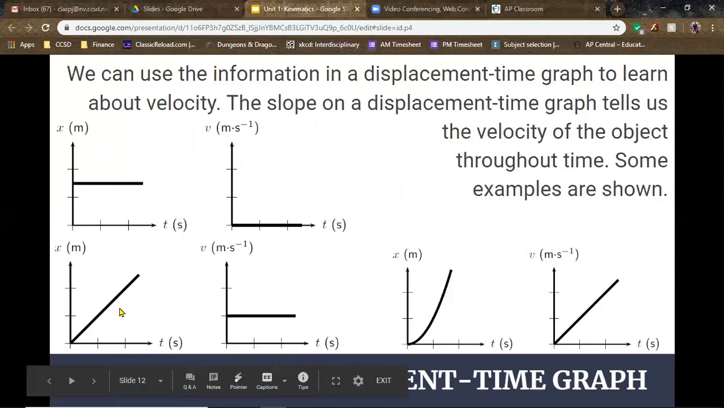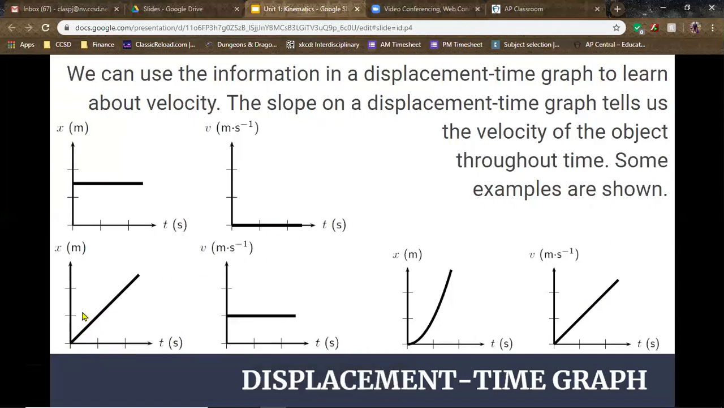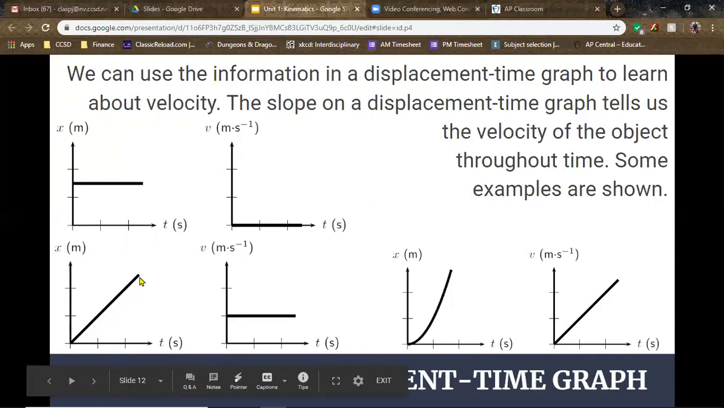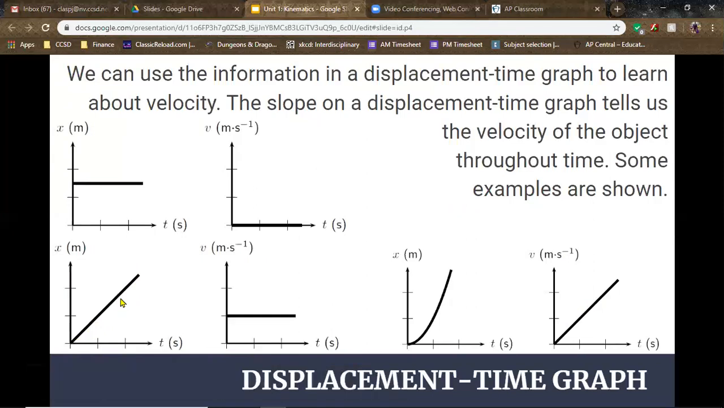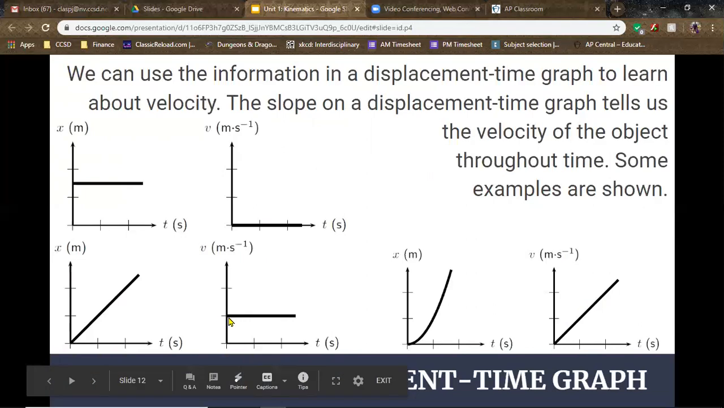Let's look at this one. What do we notice about the position throughout time on this graph? Well, the position is changing. It's not stationary. However, the slope is still constant. So the position changes, but the slope is constant. And is the slope positive or negative? The slope is positive. So I would expect on a velocity time graph to see a constant velocity, a constant positive velocity. So let's look. Over here, we have a constant velocity, and that velocity is positive. So this matches up very nicely with our position time graph. All right, let's look at this one.